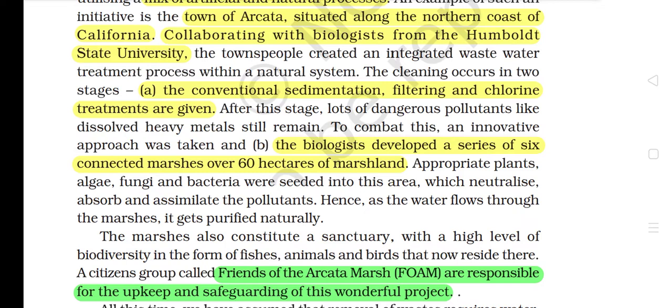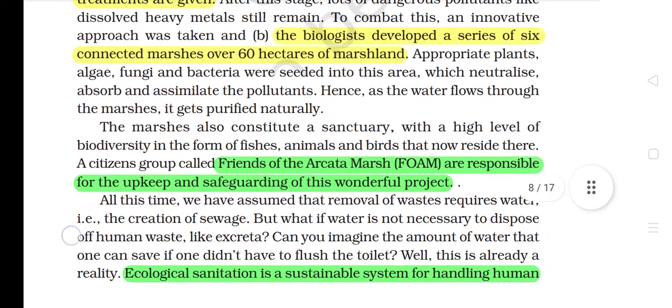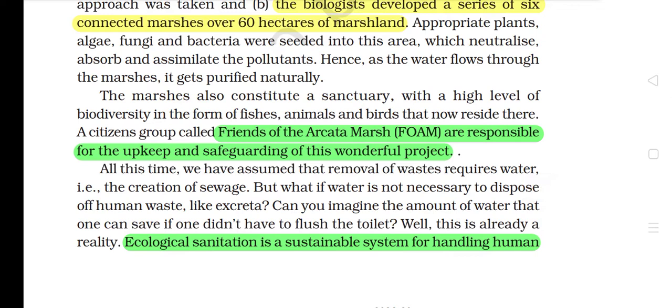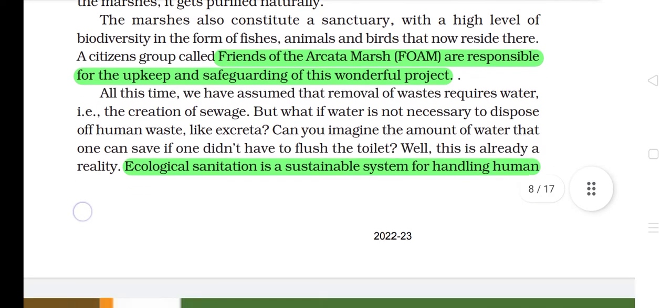The biologists developed a series of 6 connected marshes over 60 hectares of marshland. Appropriate plants, algae, fungi, and bacteria were seeded into this area, which neutralize, absorb, and assimilate the pollutants. Hence, as the water flows through the marshes, it gets purified naturally. The marshes also constitute a sanctuary with a high level of biodiversity in the form of fishes, animals, and birds that now reside there. A citizens group called Friends of the Arcata Marsh are responsible for the upkeep and safeguarding of this wonderful project.